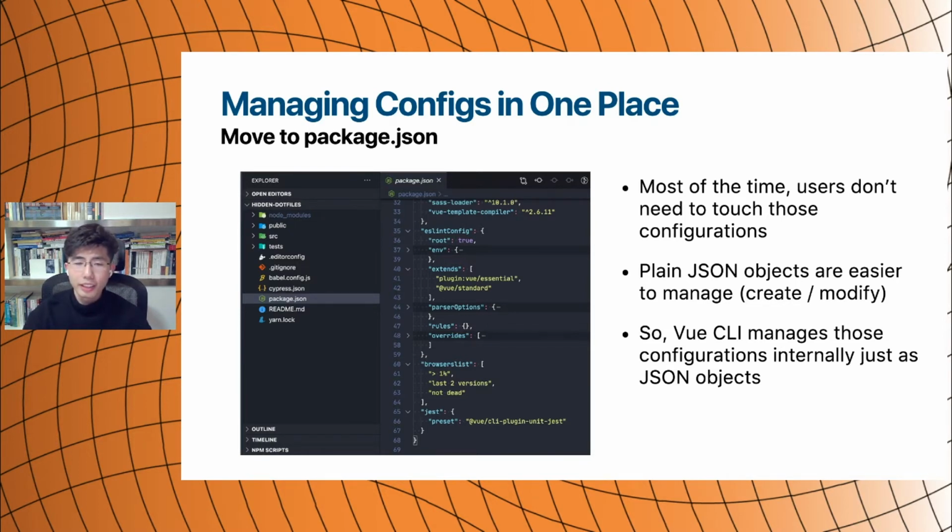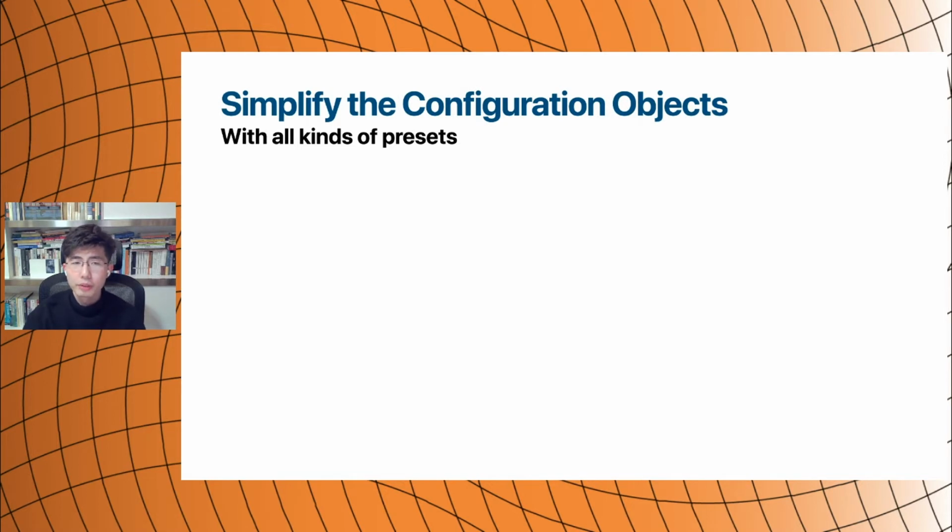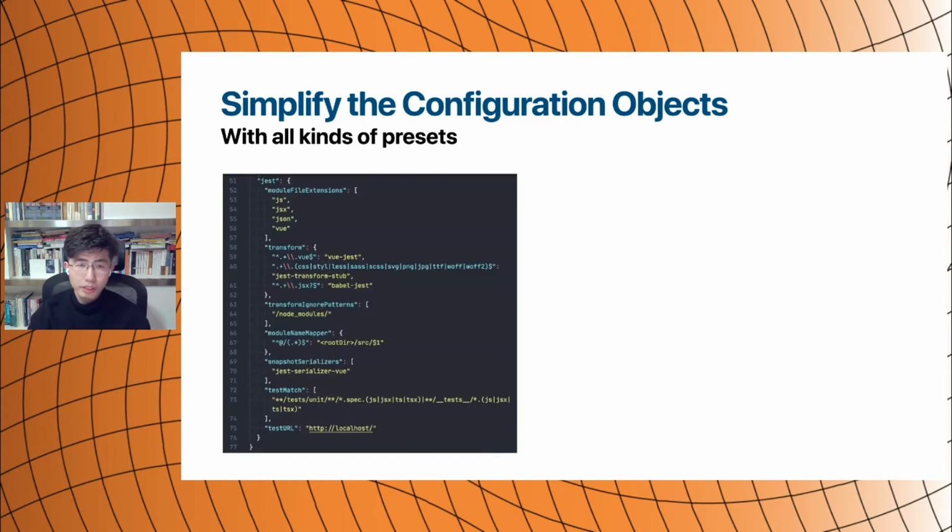But as you can see, when we move those configs to package.json, the package.json file itself has been bloated. So we need to simplify those configuration objects even further. So here come the presets. Most front-end tools that are complicated enough to have dedicated configuration formats will also support some kinds of presets.